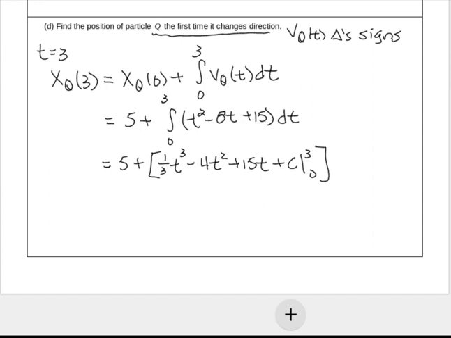When we evaluate at 0, we're subtracting off all zeros, including the constant c, so we can just plug in the 3. We get 5 plus a third times 27, which is 9, minus 4 times 9, which is 36, plus 15 times 3, which is 45. If we simplify all that out, the position of particle Q at 3 is equal to 23.